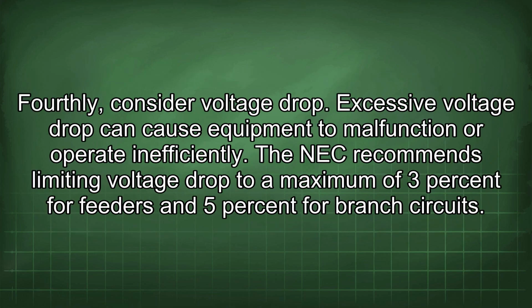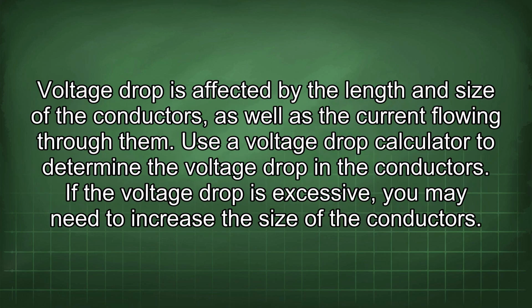Fourthly, consider voltage drop. Excessive voltage drop can cause equipment to malfunction or operate inefficiently. The NEC recommends limiting voltage drop to a maximum of 3% for feeders and 5% for branch circuits. Voltage drop is affected by the length and size of the conductors, as well as the current flowing through them. Use a voltage drop calculator to determine the voltage drop in the conductors. If the voltage drop is excessive, you may need to increase the size of the conductors.